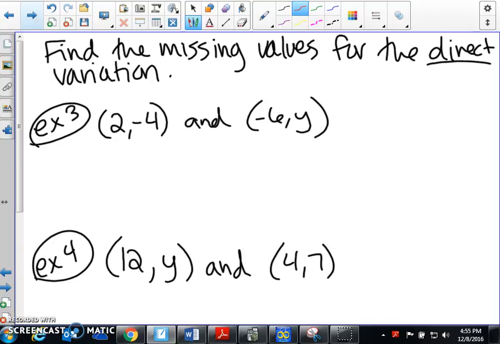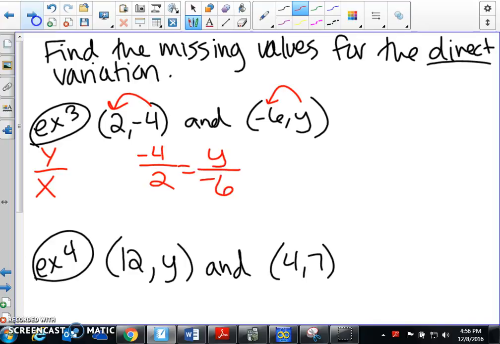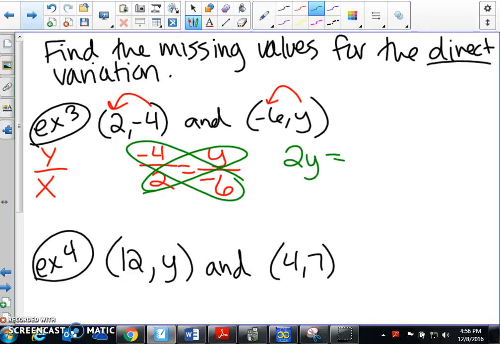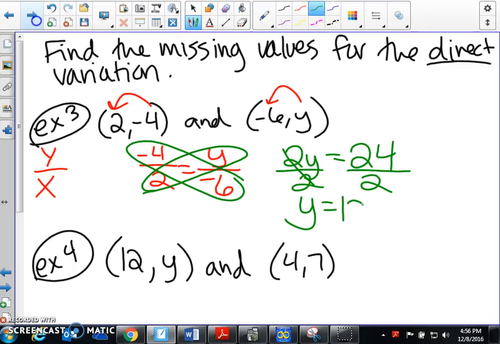So we know that for direct means divide, so y over x. We're going to take each point and just make it a proportion. So negative 4 divided by 2 equals y divided by negative 6. Cross multiply it up. 2 times y is 2y. Negative 4 times negative 6 is a positive 24. Divide both sides by 2. My missing y value is 12.